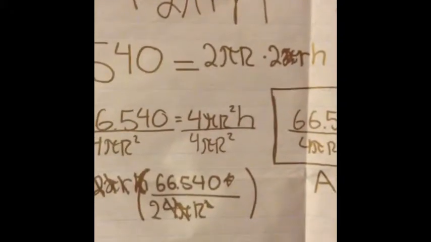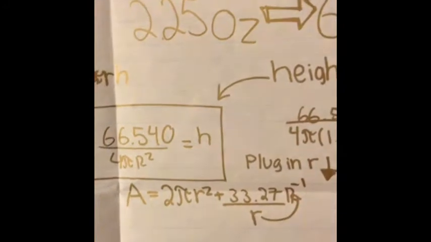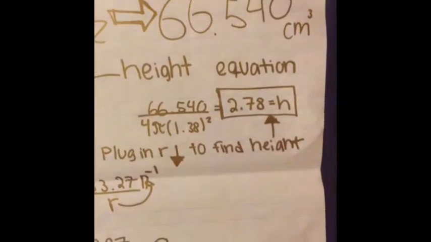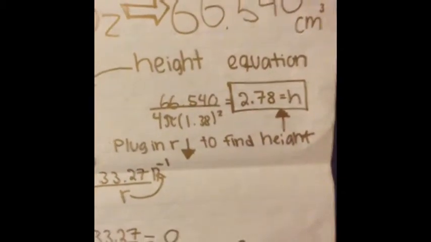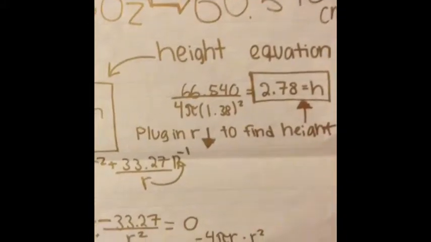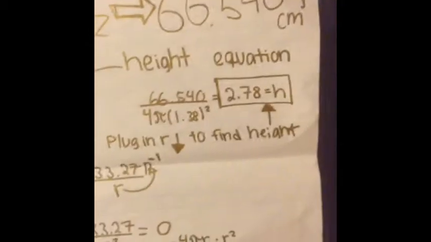But what you first have to start off with is how much fluid is in the can. So you found that out, and it was 2.25 ounces. But you have to convert that into centimeters, which is going to be 66.540 centimeters cubed, because you're not using a fluid formula, you're using actual length.